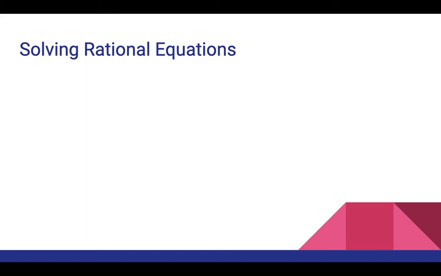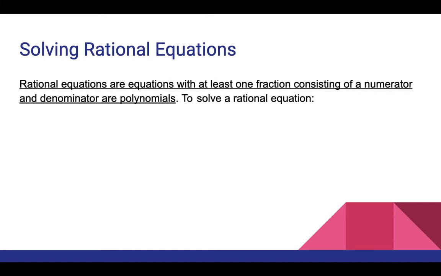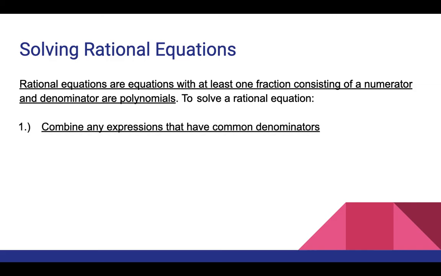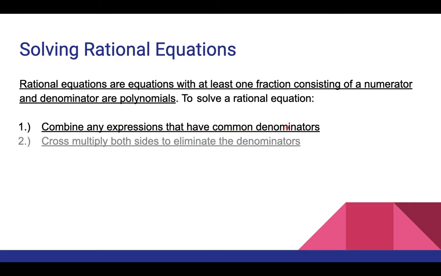So now we look at solving rational equations. Rational equations, if you don't recall from Algebra 2 or pre-calculus, are equations with at least one fraction consisting of a numerator and denominator that are both polynomials. To solve a rational equation, you're first going to add or combine any expressions that have common denominators. Next, we're going to cross-multiply both sides to eliminate the denominators. And then we're going to resolve the resulting equation using the techniques that we just covered with locating the zeros of polynomials.